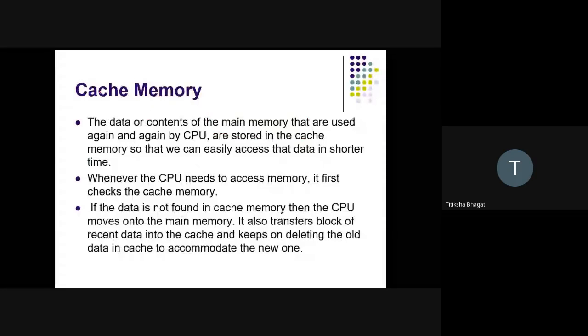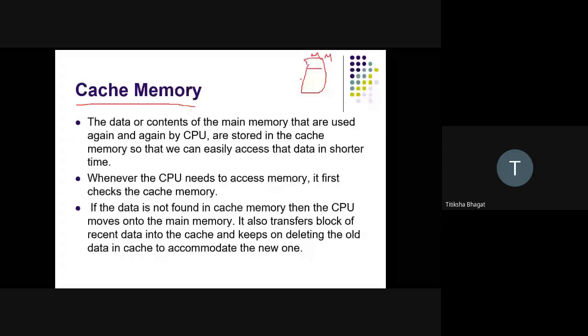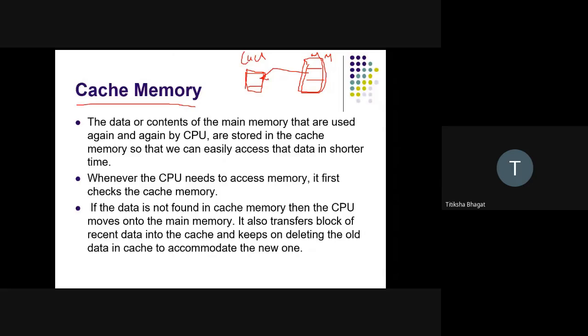Then we have cache memory. We have also seen that instead of going to the main memory repeatedly to access some information, if I have some data which I need many times, or if I need it currently, then I will load that data into the cache memory. Which data will be loaded? Which is needed frequently. So instead of going to the main memory, the processor will itself make use of this cache memory. So data or contents of the main memory that are used again and again by the CPU are stored in the cache, so that we can easily access that data in a shorter time. That is the job of cache memory.